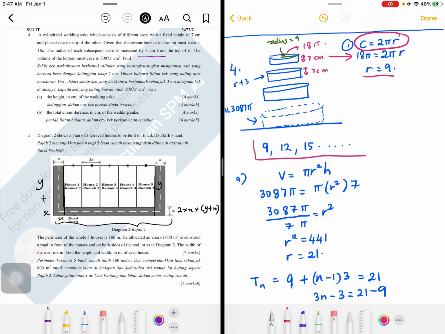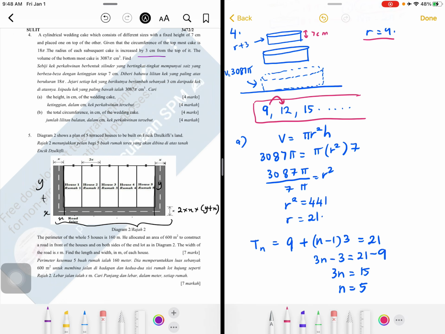And I just knew it that I can do my arithmetic progression. I can do my susunan nombor to be like this. Okay, the arrangement of the number is something like this. 9, 12, 15 and so on. Sebab dia semakin lama dia semakin bertambah 3 kan. So this is for the radius. We are referring this number for radius. So kita sudah tahu radius dia adalah bertambah 3. So dia bagi pula soalan, dia bagi information ni kat sini. The bottommost cake is 3087 pi.